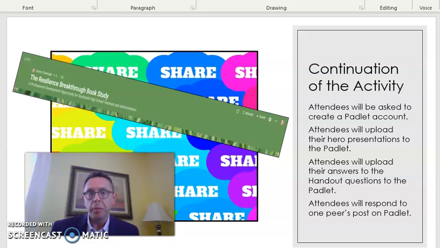This is one of my favorite parts of the PD programs that we have at Southside. Essentially, you'll see I've laid it out there for you. Attendees will be asked to create a Padlet account. If you don't know what Padlet is, it's an online platform where you can store different kinds of media very easily. You can store Word documents or Google documents, websites, online forms, videos, and you can even video yourself.